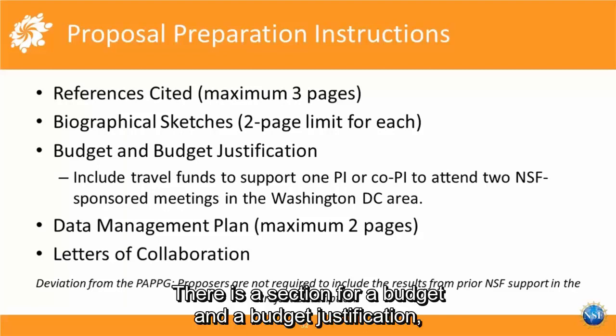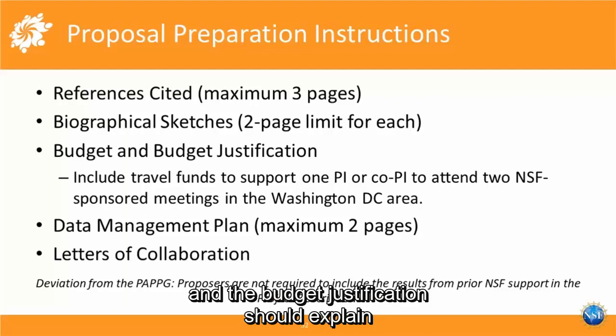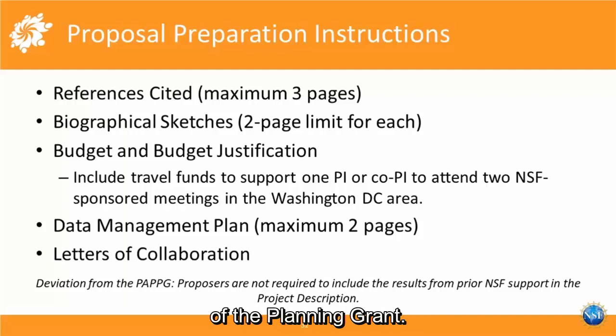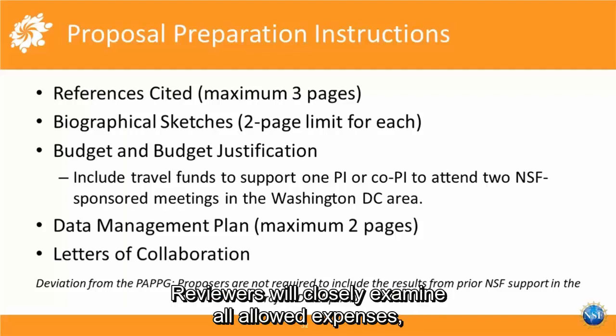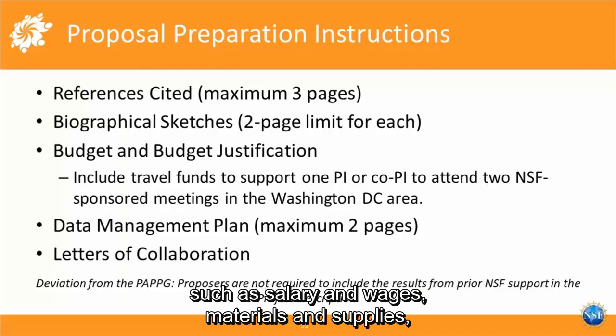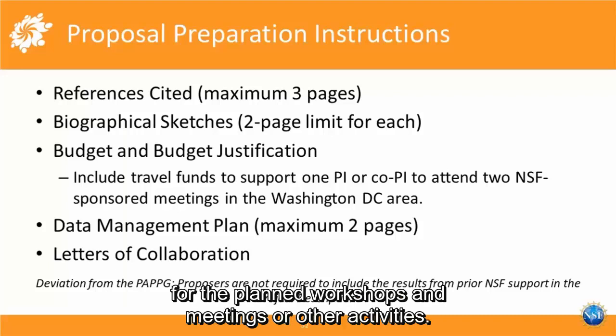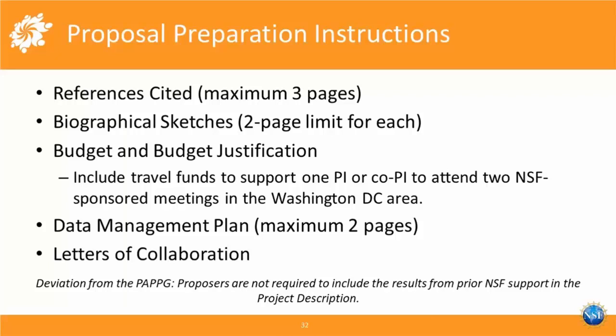There is a section for a budget and a budget justification, and the budget justification should explain how the budget allocation supports the overall goals of the planning grant. Reviewers will closely examine all allowable expenses such as salary and wages, materials and supplies, travel, and participant support costs for the planned workshops and meetings or other activities.